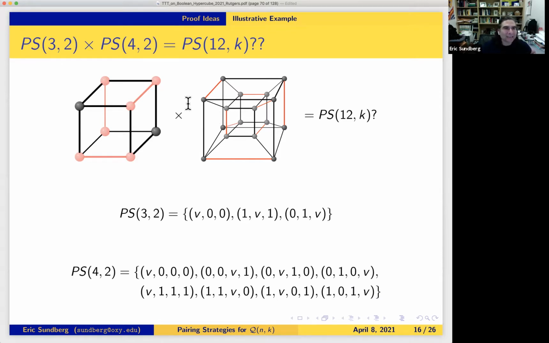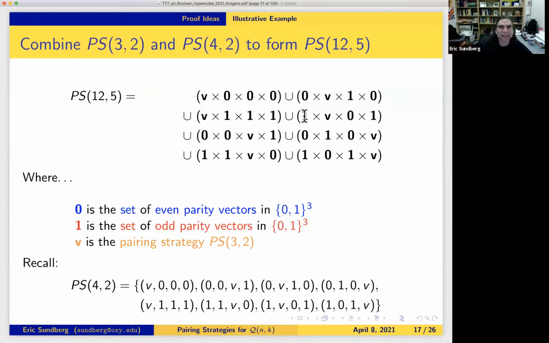So I asked this question, is there some way to maybe sort of multiply our pairing strategy for the 3-2 game with our pairing strategy for the 4-2 game to get a pairing strategy for the game on the 12-dimensional Boolean hypercube blocking subcubes of some dimension k? And indeed there is. It looks like this.